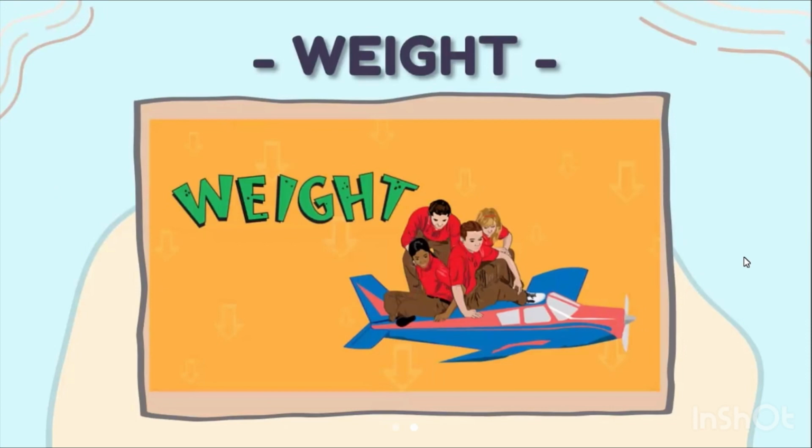It is the combined load of the aircraft itself, which includes the crew, the fuel, and the cargo or baggage. Weight is a force that pulls the aircraft downward because of the force of gravity. It opposes lift and acts vertically downward through the aircraft's center of gravity, or the CG.